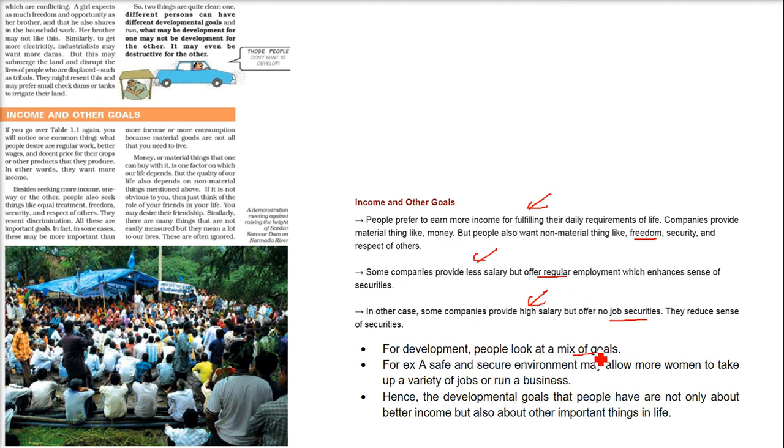So what we're trying to say is, for development, people look at a mix of goals, not only one. They want money, they want some freedom, they want security, they want respect, right? Just take an example of a woman. A woman will be happier to work in a variety of jobs where they find security. They want other women fellows and where they are respected.